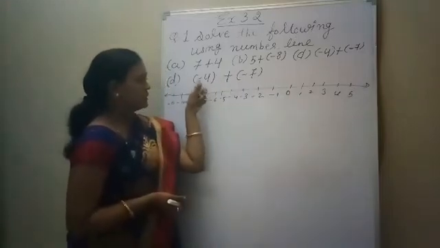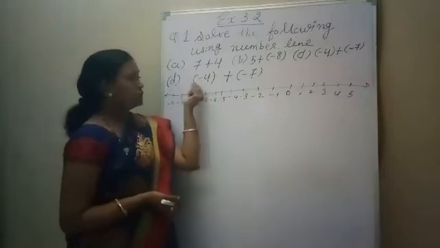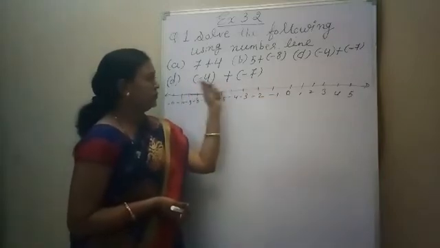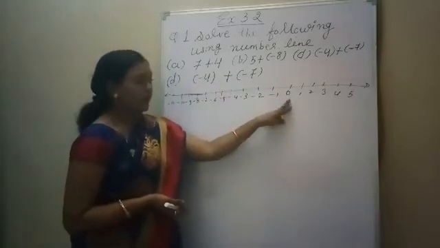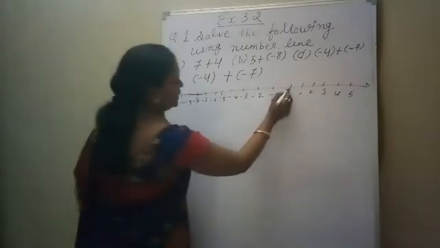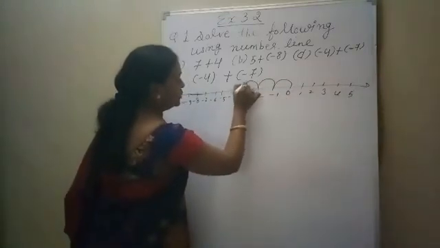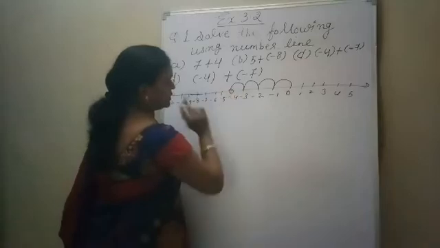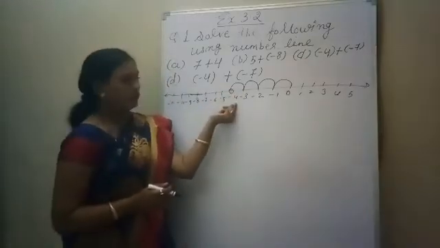So first one is minus 4. So we will move 4 places on the left side of 0. Here 1, 2, 3, 4. That is our first one, minus 4.